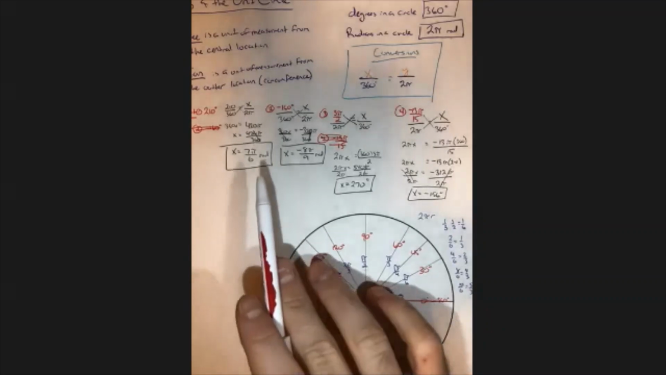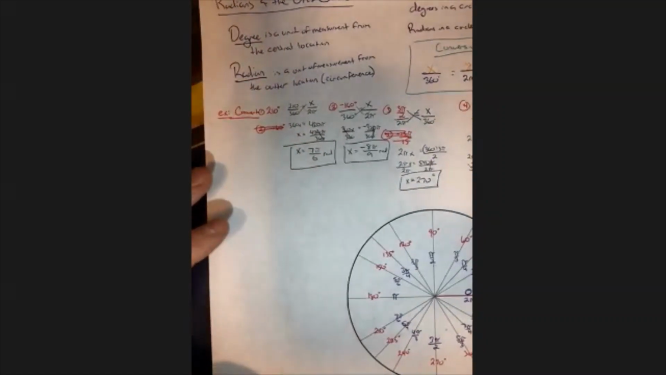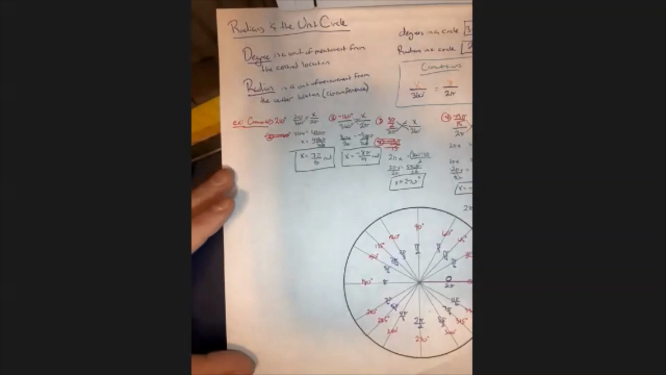And so step 1 is how to convert degrees into radians. Now all that is to set up the unit circle right here so that we can answer questions like this.